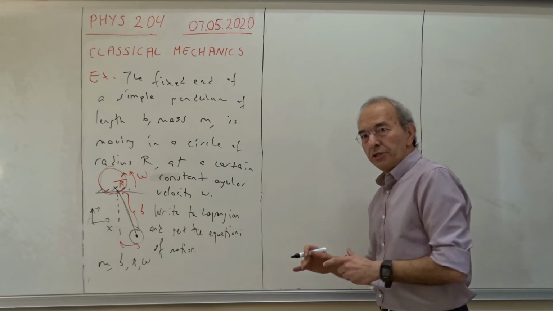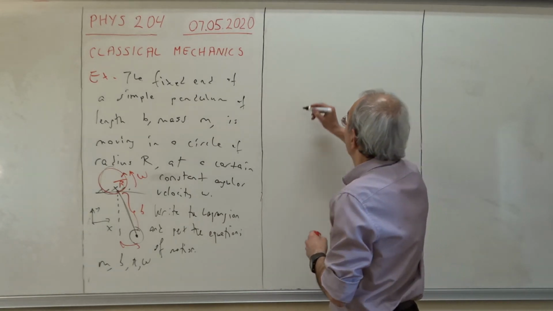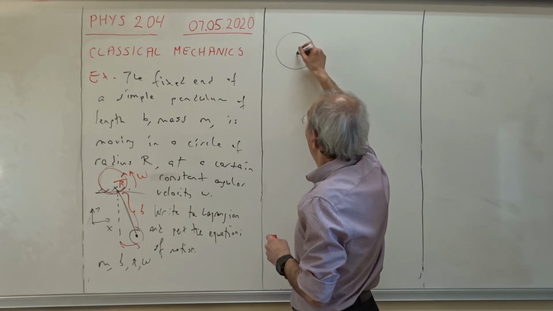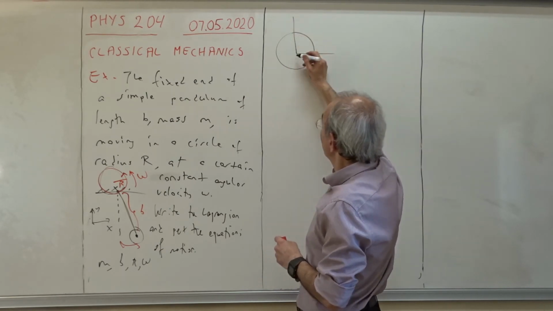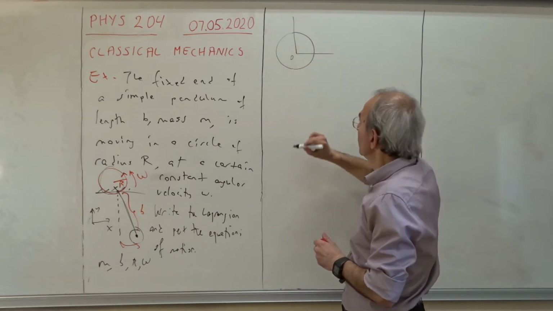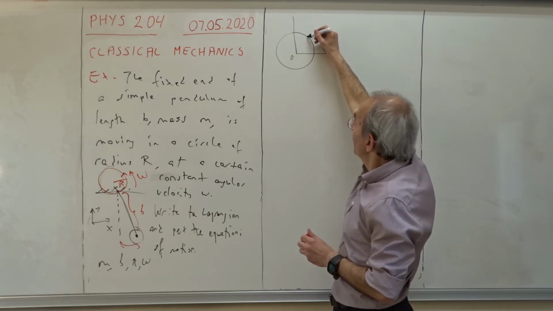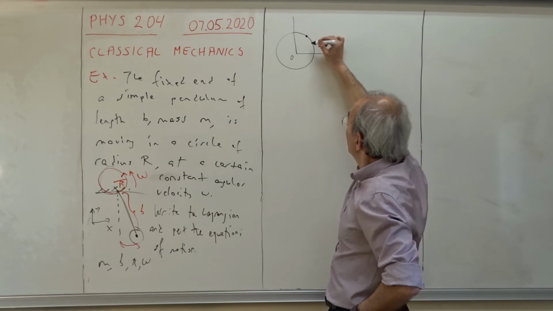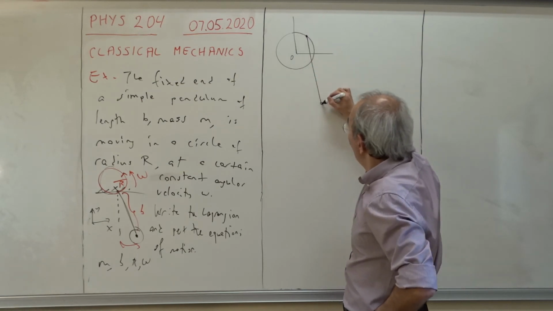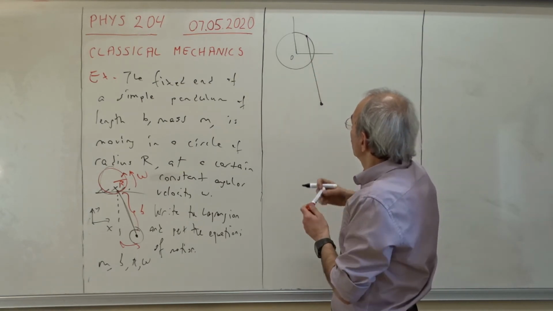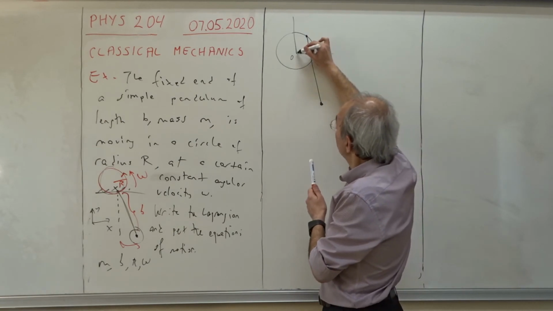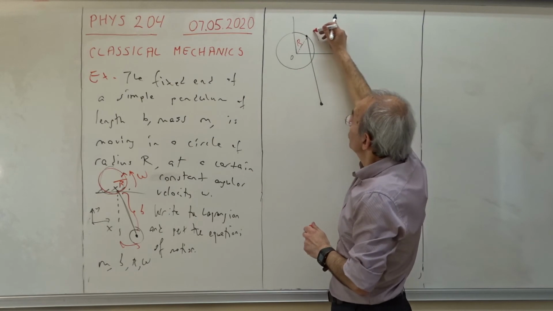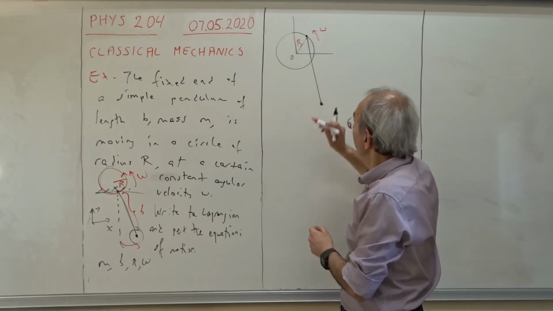Or let me draw the picture in a better way. So this is a circle, and at the center of this circle, we have the origin. For example, draw this rope, one end here, the other end there. So this is also important. That part is radius r, and this is turning at some omega.